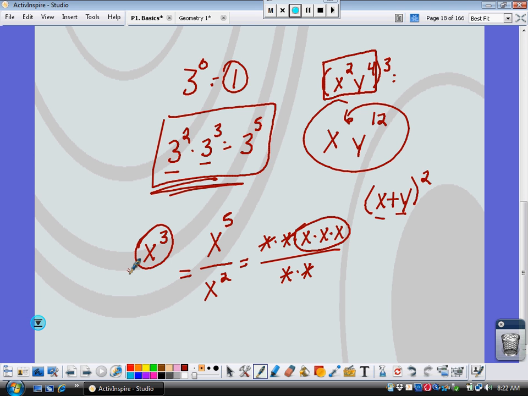A lot of people say, well, the rule is just subtract. Okay, 5 minus 2, that's fine. But here's the reason I want you to also think of it like this. What if there's more on bottom?